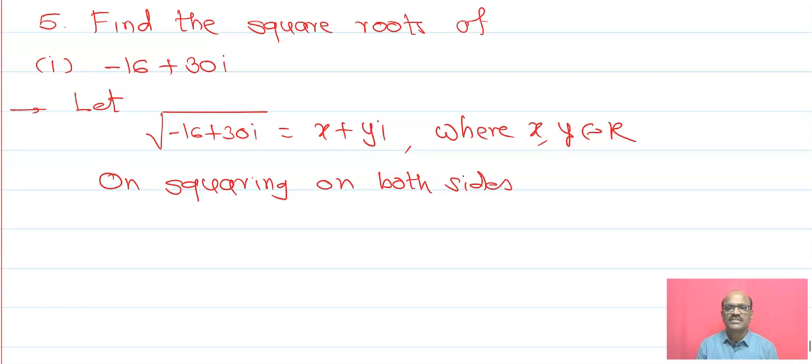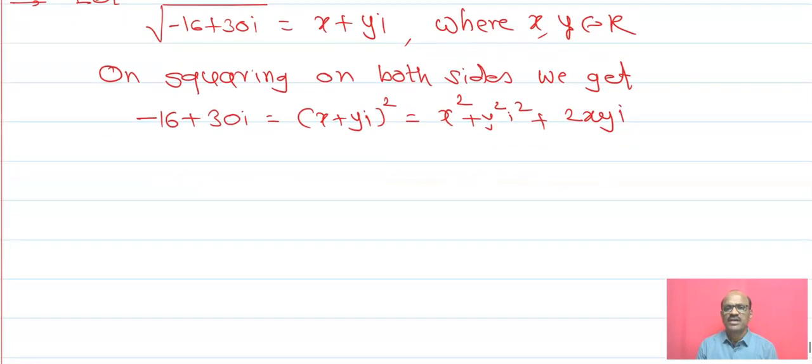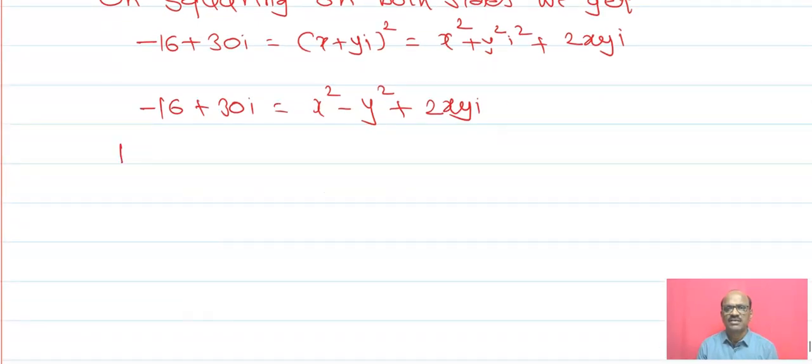Now squaring on both sides, we get minus 16 plus 30i is equal to x plus yi bracket square, which is equal to x square plus y square i square plus 2xyi. i square is minus 1, that is minus 16 plus 30i is equal to x square minus y square plus 2xyi. Now here we will equate the real and imaginary parts.